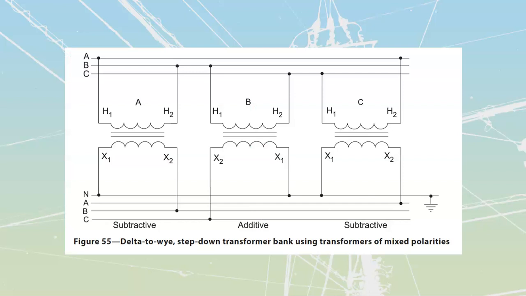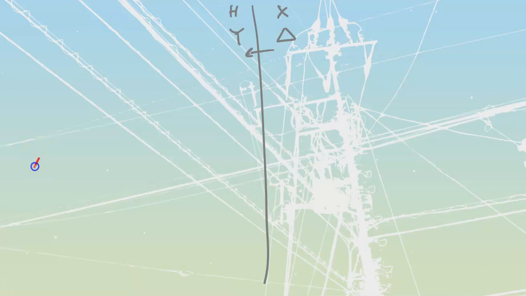Okay, so delta to Y was done. Now we are going to do delta to Y step up. And because it's going to be a delta to Y step up, we need to rebuild this thing. And this time we're crossing over from the delta to the Y, from the low voltage side, the X's, to the high voltage side, the H's over here. Which side do we start building on? Well, we always start building on our A side.